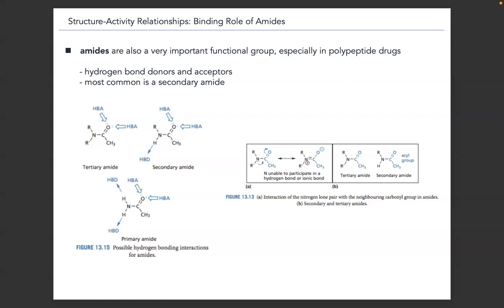It's important that you take a look at what the resonance structures look like for amides, and they all go through it, regardless of whether it's primary, secondary, or tertiary. They're all going to sit in this resonance equilibrium. So that's something to keep in mind.